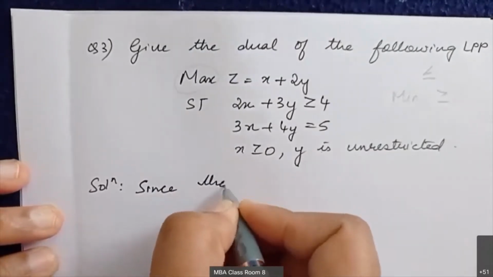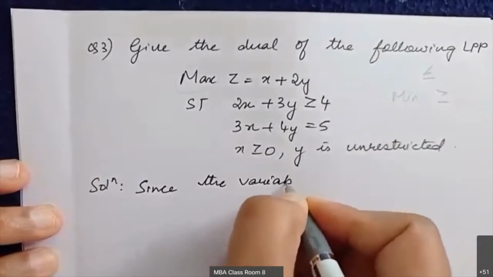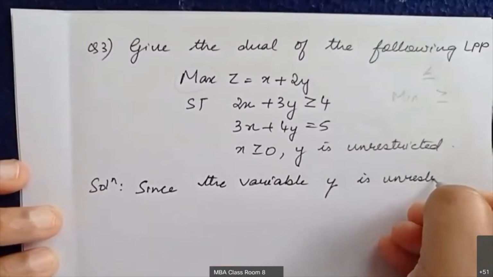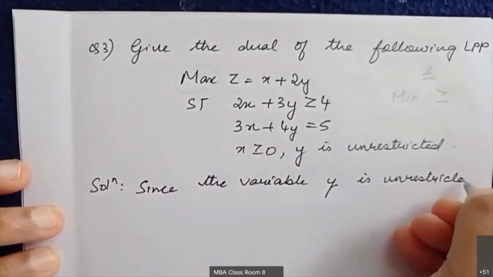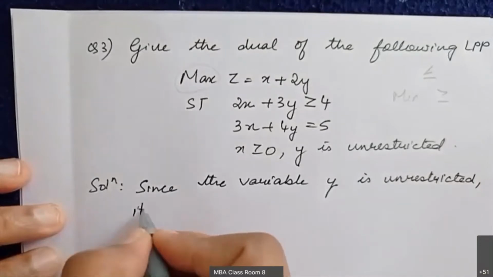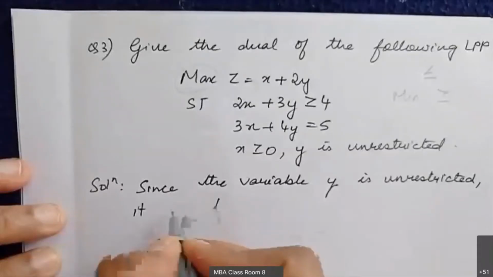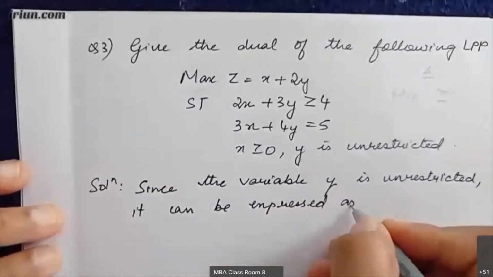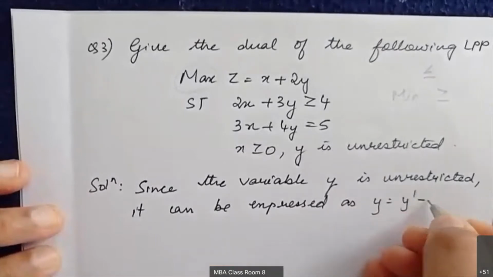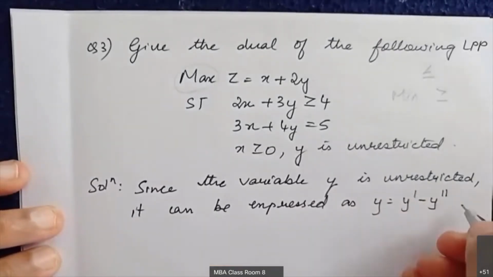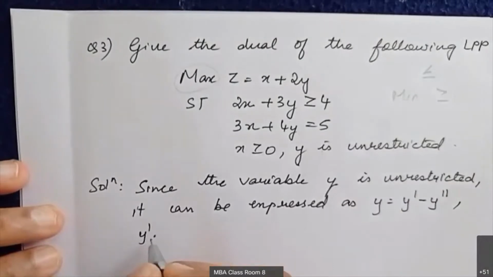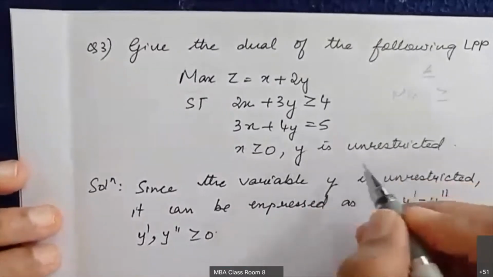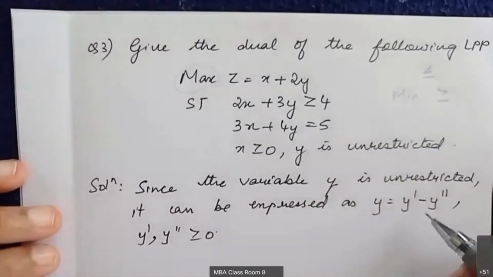Since the variable y is unrestricted, it can be expressed as y is equal to y dash minus y double dash, where y dash, y double dash are greater than or equal to 0. Because we have such a constraint, you have to replace y with y dash minus y double dash.